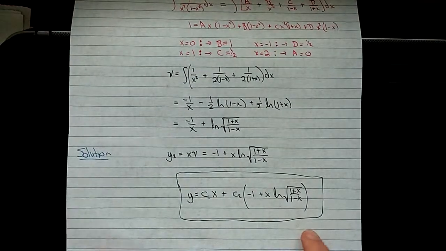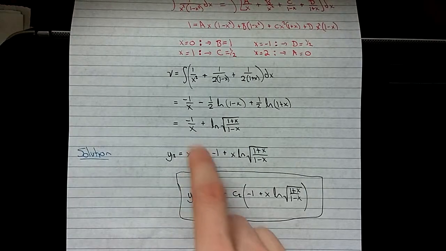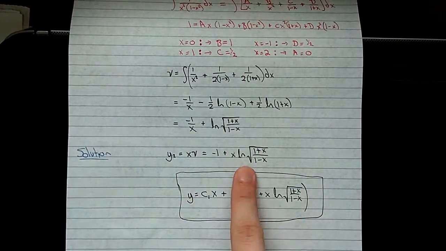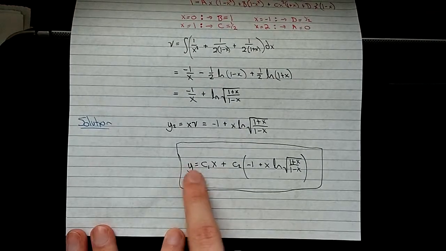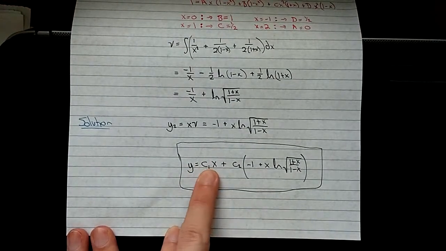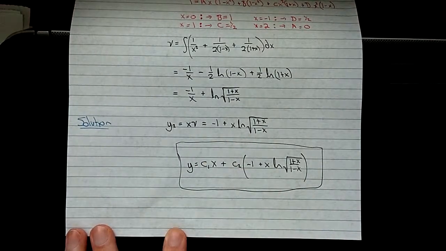And now our solution here, y2, remember, is x times v. So it's just this times x, gives you that. And our final solution here, y equals c1 x, that's our first solution, remember, plus c2 times our second solution.